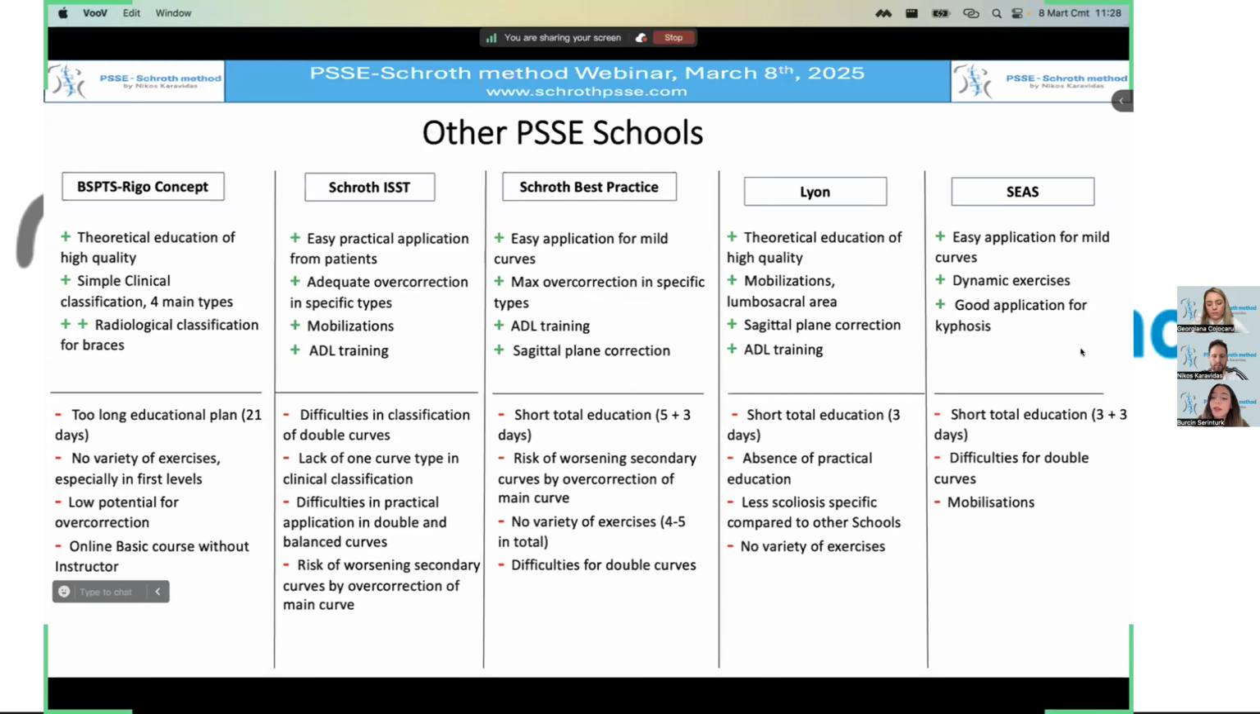When we check the SEAS method, it's an easy application for mild curves. They use some dynamic exercises, but when we check the limitations, short total education, 6 days in total, and difficulties for double and severe curves, and they do not use any kind of mobilization, and these can be potential limitations.